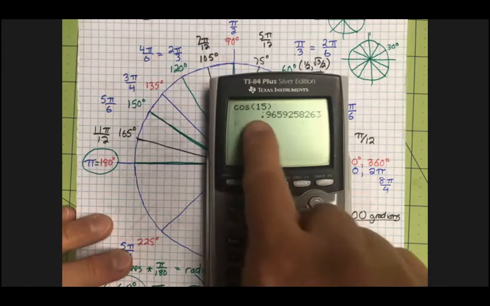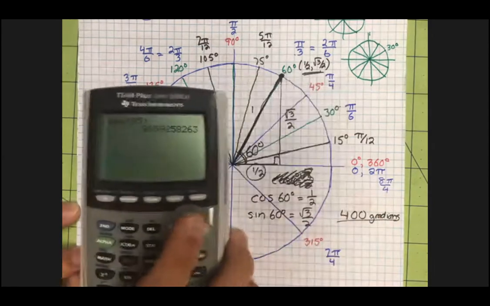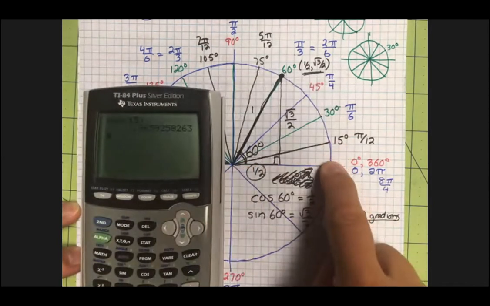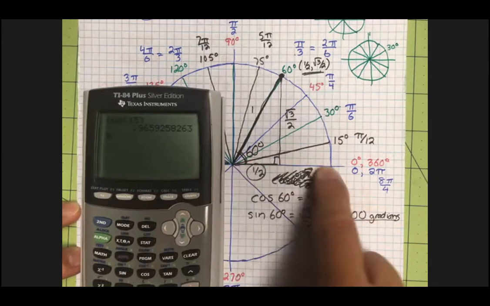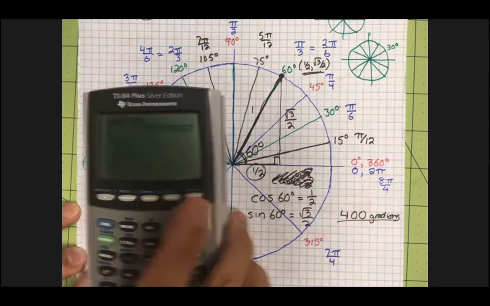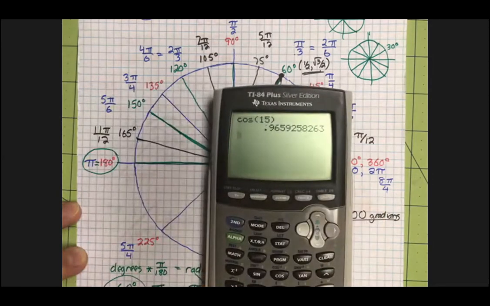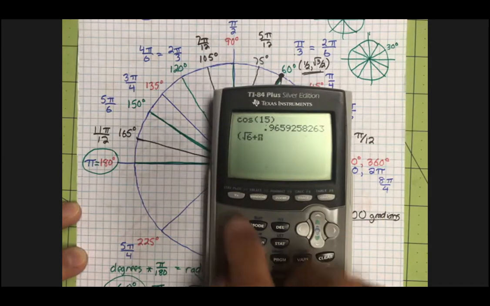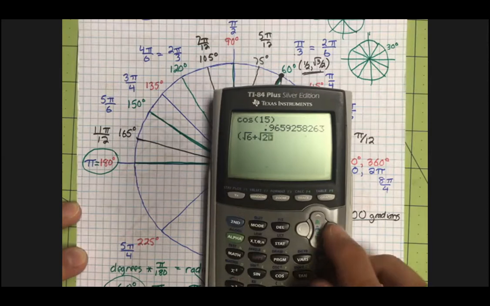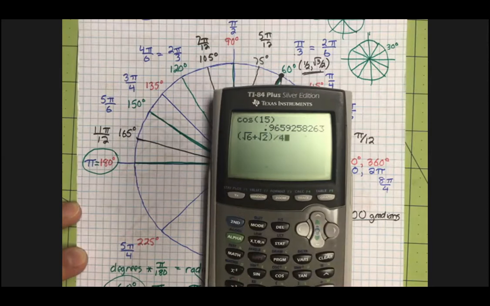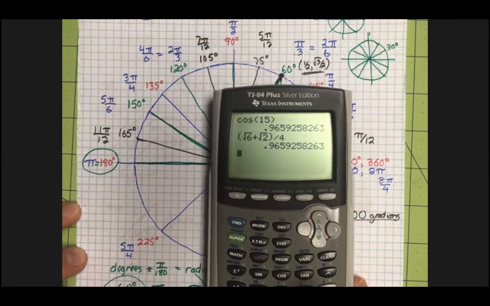Calculators say 0.9659258, but according to our logic, that is the 15, 75, 90 triangle, and the cosine is the x-axis. So the cosine should be the square root of 6 plus the square root of 2 divided by 4. It's the exact same number. You know, cha-ching, winning. I got the exact same number here.